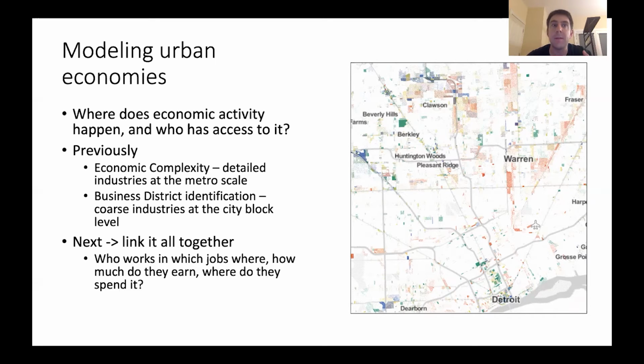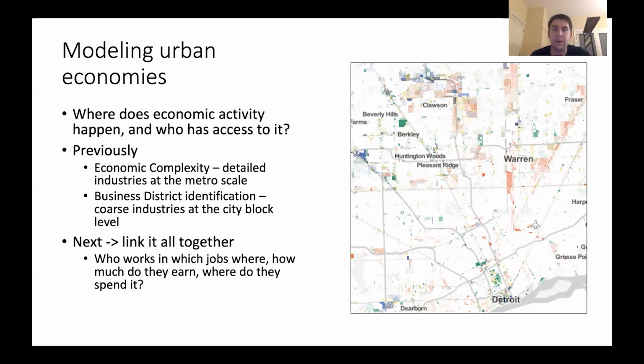This is something that has become an increasingly possible topic to study in recent years as data availability and data access get better and better. In some previous work, I've looked at economic complexity at the metropolitan scale, asking which industries are in which broad metro areas. I've also done some work on identifying specific business districts within cities, using block level data, like the data shown here, where I'm plotting the location of jobs in metropolitan Detroit, to identify business districts.